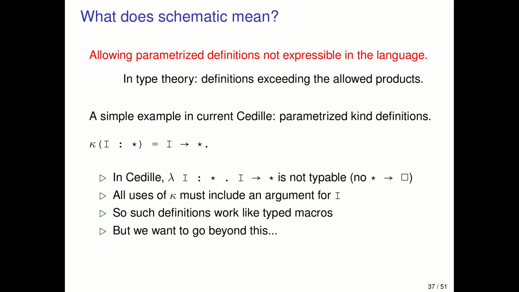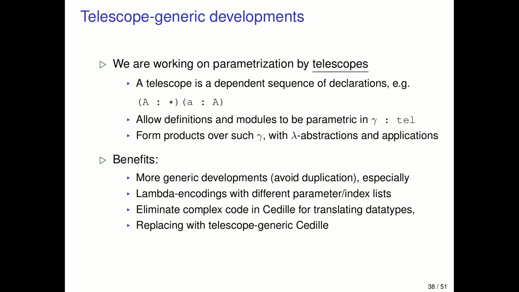So we are working on extending our language design to have telescope generic developments, so that you could parameterize not by just some simple things, but by a whole telescope abstracted with some telescope variable. What's a telescope? It's a dependent sequence of declarations. So you could say A equals star, little a of type A. It's a familiar idea in many presentations of type theory. And so we want to allow definitions and modules to be parametric in a gamma that's a telescope. So you could say this thing works for any telescope you want. That means you need to form products over these things with lambda abstractions and applications.